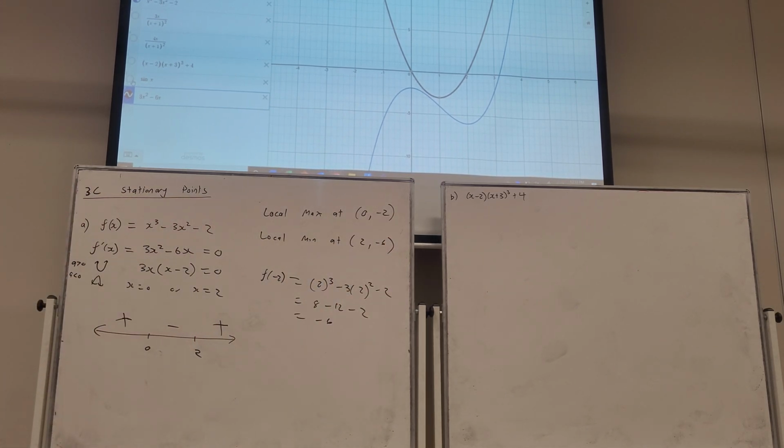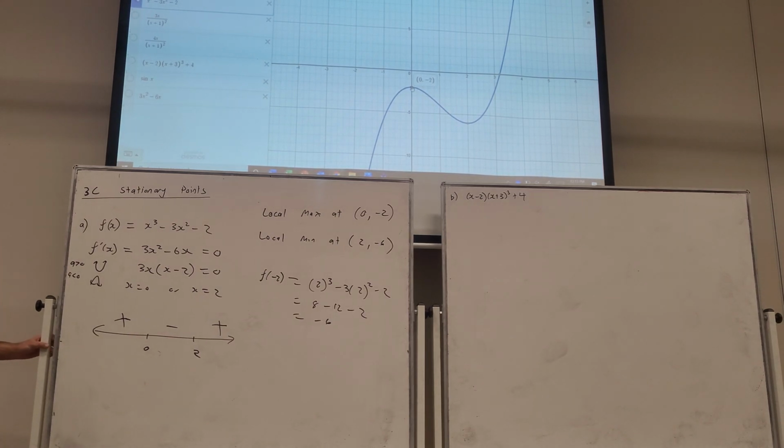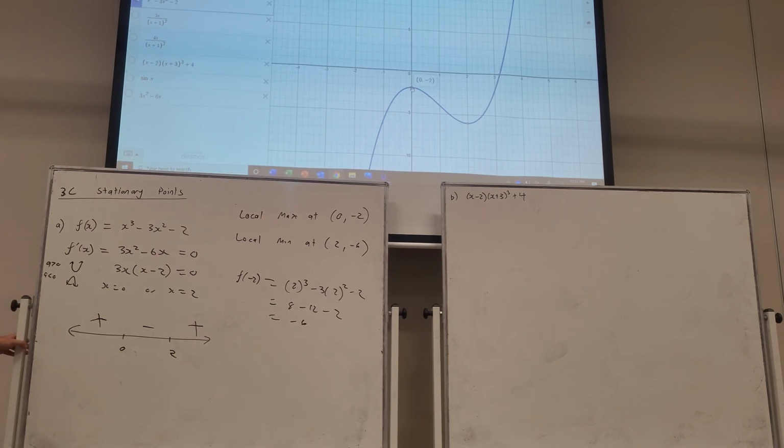Okay, and we can see that from the graph as well. All right, if we consider the graph of the blue function, local min, x is 2, y is minus 6, local max, x is 0, y is minus 2. Okay, calculus techniques done. Okay, let's move on to B.